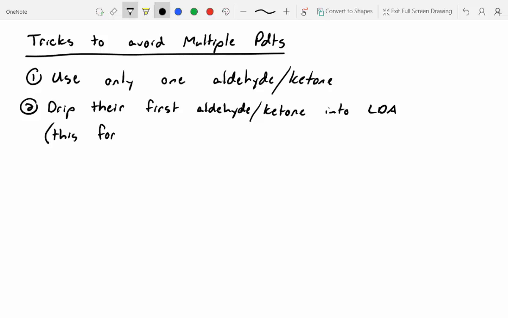This forms approximately 100% of your enolate, meaning you're no longer in equilibrium conditions. You've exclusively driven one aldehyde, or your one starting material, to its enolate. And then you take that enolate and add it into the second reagent that you're treating as an electrophile, right?